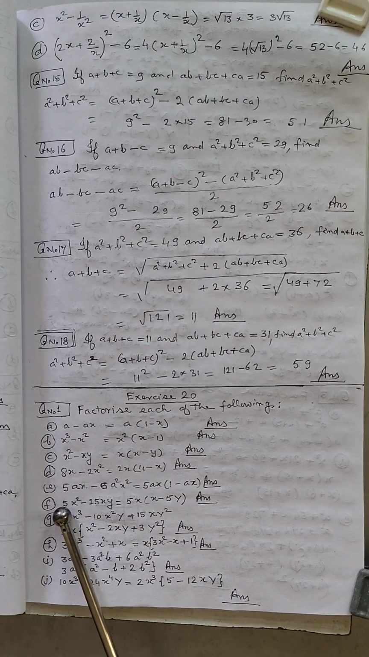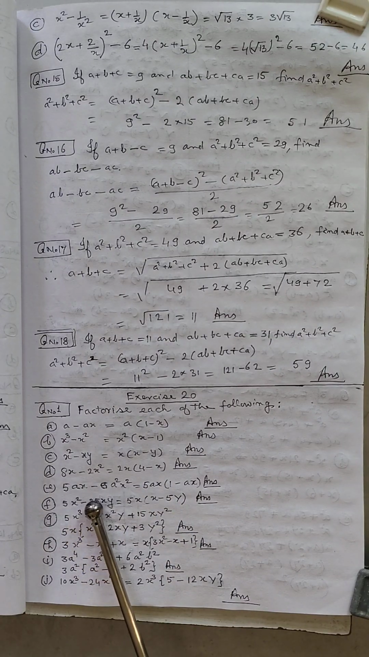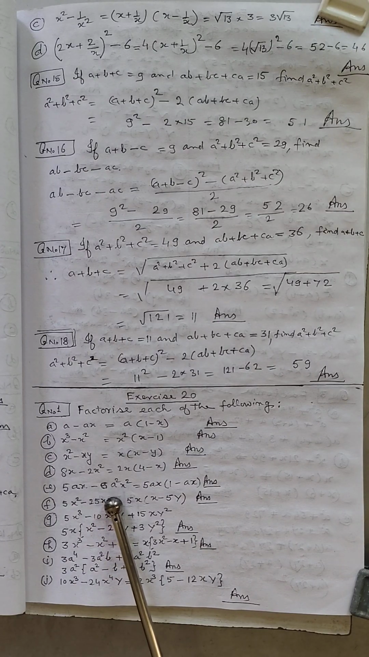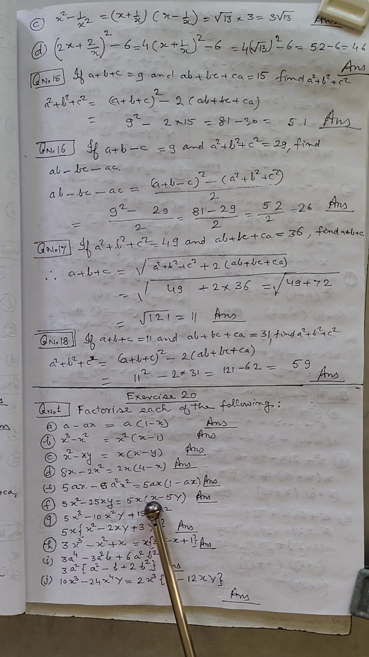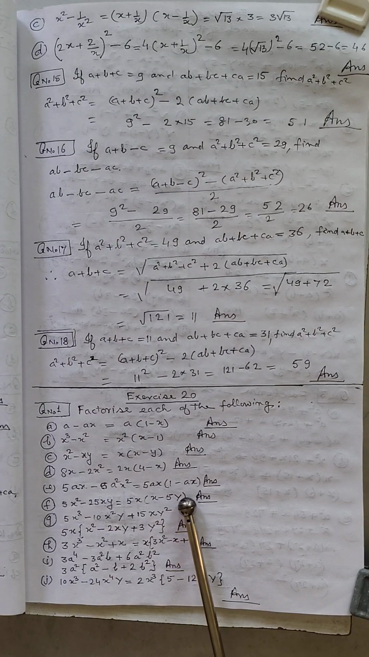Now come to the e part, 5ax minus 5a square x square. So I have taken here 5ax common. Inside the bracket we are getting 1 minus ax.